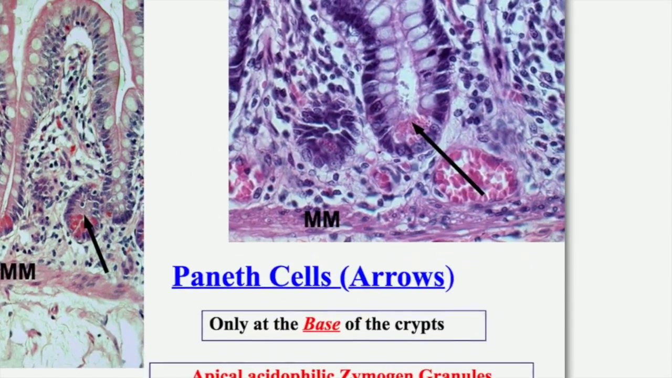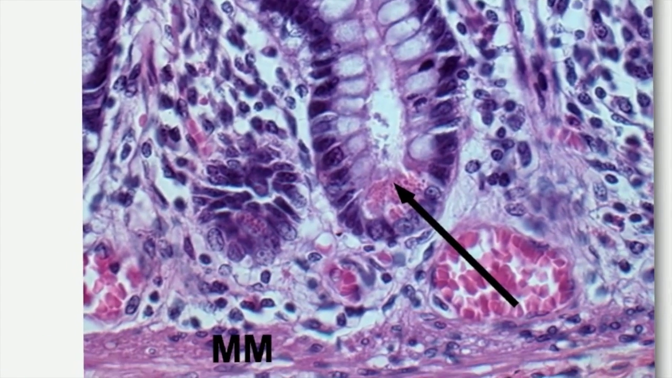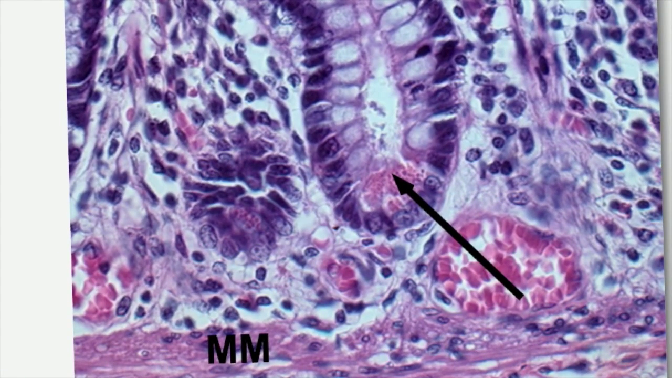Here is a higher power demonstration of the Paneth cells. Here you can see that these are the Paneth cells with the characteristic LM picture: basal rounded nucleus, basal basophilic cytoplasm, apical acidophilic secretory granules. Of course, this is a blood capillary, one cell thick. This is the connective tissue, corium, and this is the muscularis mucosa.